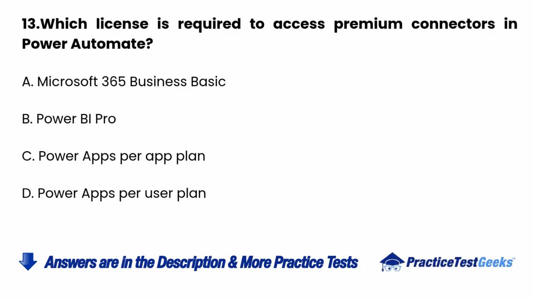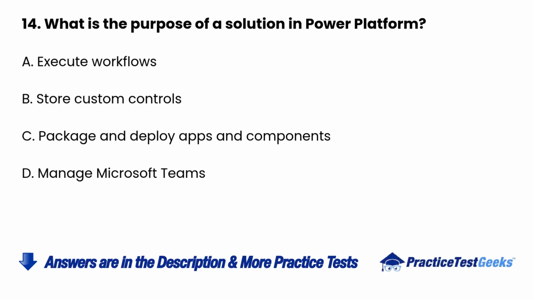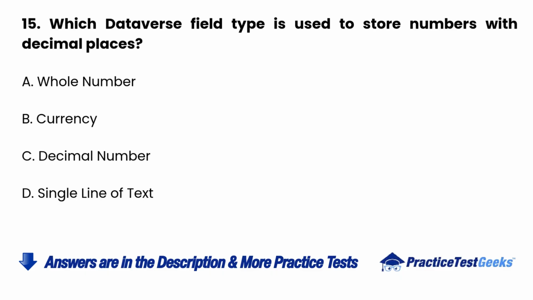13. Which license is required to access premium connectors in Power Automate? A. Microsoft 365 Business Basic. B. Power BI Pro. C. Power Apps per App Plan. D. Power Apps per User Plan. 14. What is the purpose of a solution in Power Platform? A. Execute workflows. B. Store custom controls. C. Package and deploy apps and components. D. Manage Microsoft Teams. 15. Which Dataverse field type is used to store numbers with decimal places? A. Whole number. B. Currency. C. Decimal number. D. Single line of text.